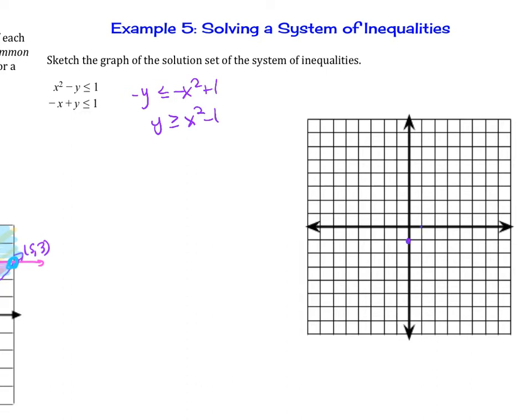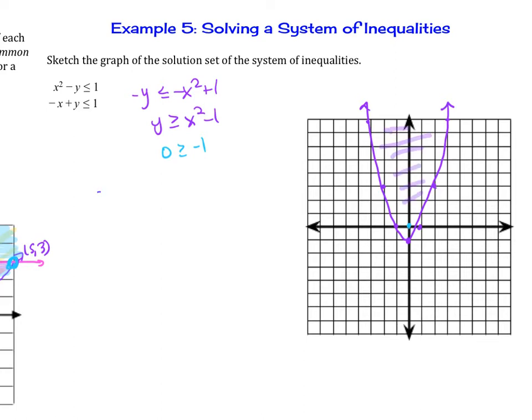So it's here, and it's equal to, so therefore it's solid. And then greater than, so let's put a dot in here: 0 greater than or equal to negative 1, that's true. So therefore I know I'm going to have to shade everything inside here. Okay, so I'm going to shade everything inside. And then let's do the next one.